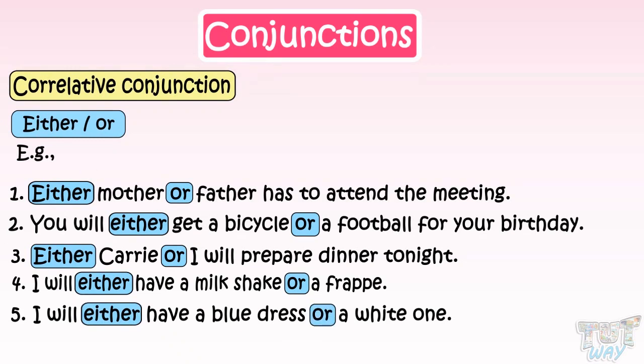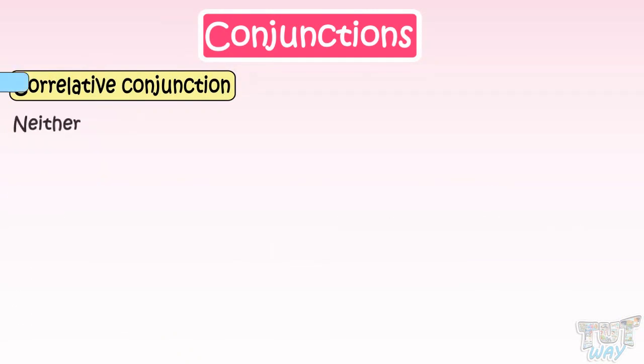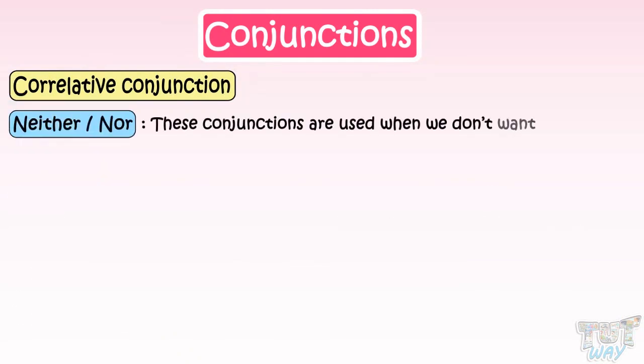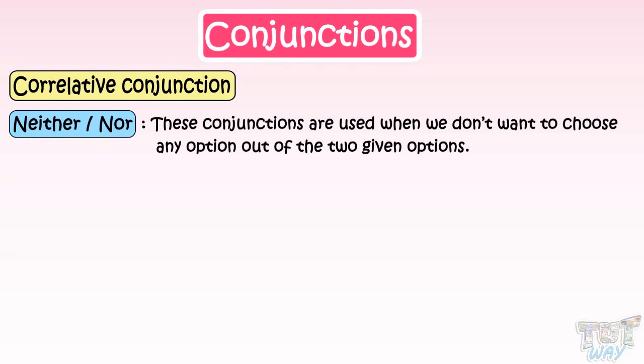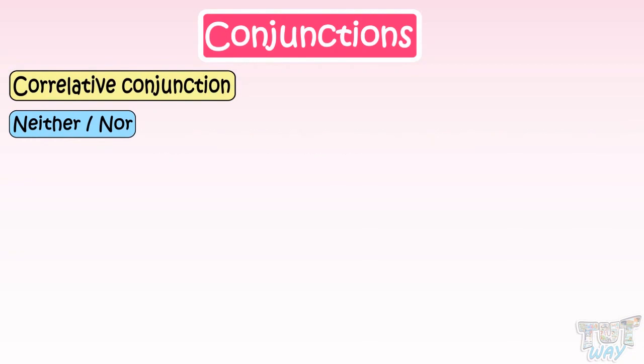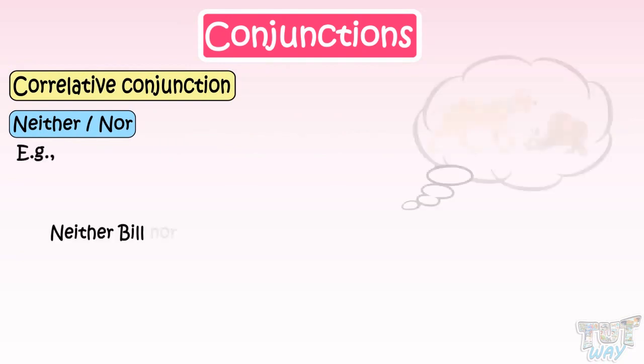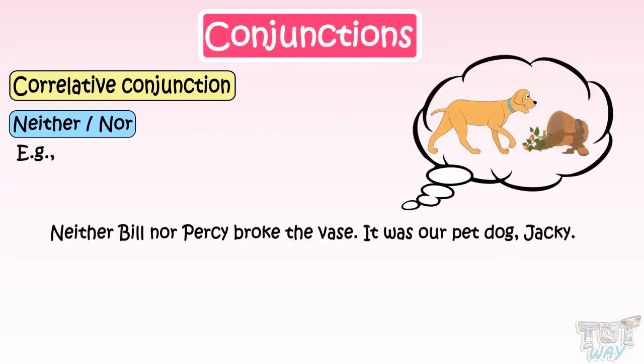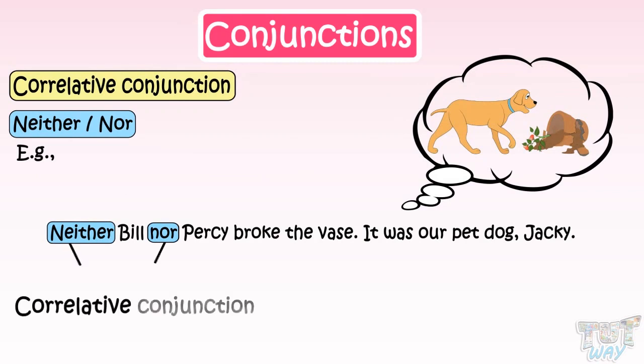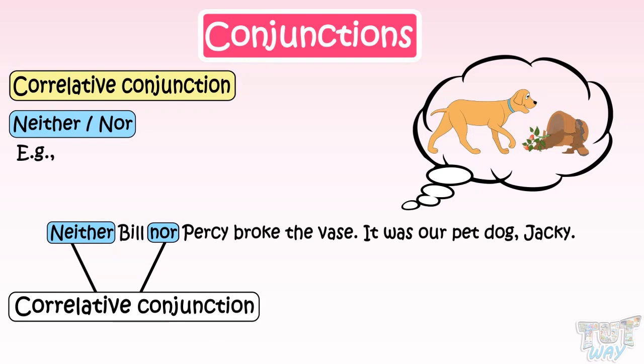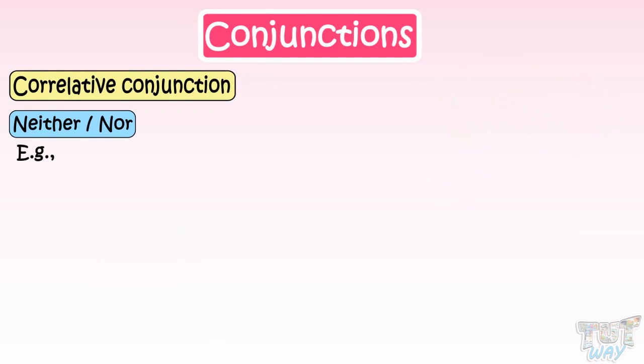Now, the next correlative conjunction is "neither nor." These conjunctions are used when we don't want to choose any option out of the two given options. Example: neither Bill nor Percy broke the vase. It was our pet dog, Jackie. Here, "neither nor" is used, as no one out of the two persons did the action of breaking the vase. Now let's see some example sentences in which "neither nor" is used.